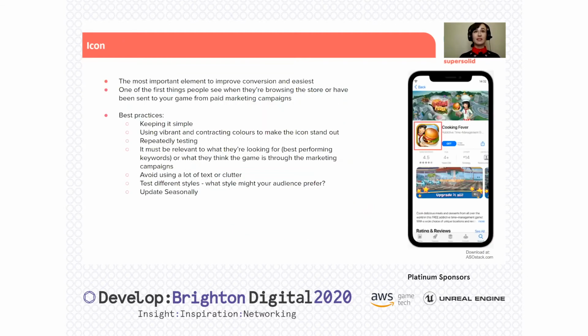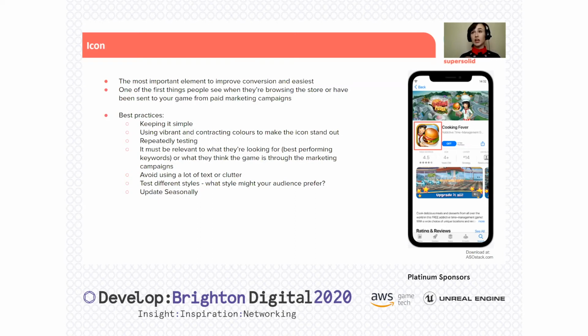So, icon. It is the most important element to improve conversion and also the easiest. It's one of the first things users see when they're browsing the store or have seen your app through paid marketing campaigns. Best practices are usually keeping it simple, using vibrant contrasting colors to make the icon stand out. Repeated testing is important, because just because it increased conversion slightly doesn't mean that maybe you shouldn't test something else. And it's important to always keep iterating and testing.